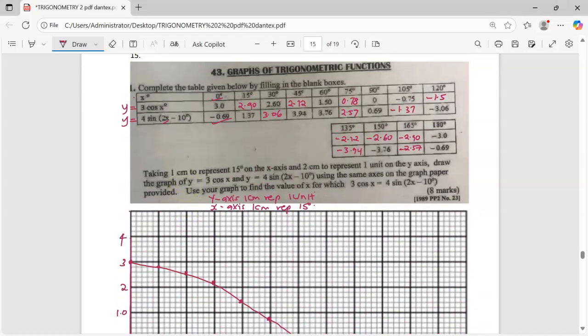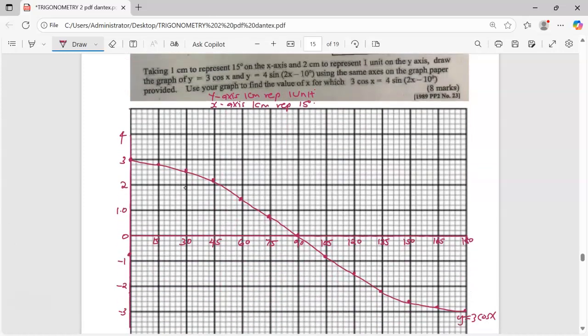At 15, we have 1.37. 1.2 is here. 1.37 is around 1.4 at this point. When it is 30, it is 3.06. 3.06 is around this point here. When it is at 45, it is 3.94. 3.94 is almost 4 here.